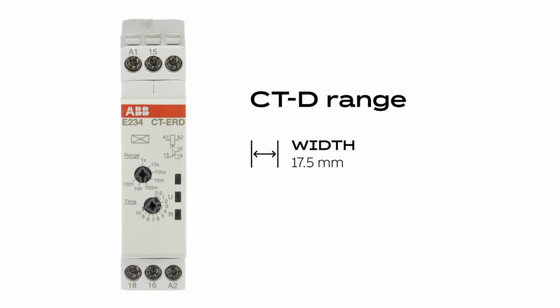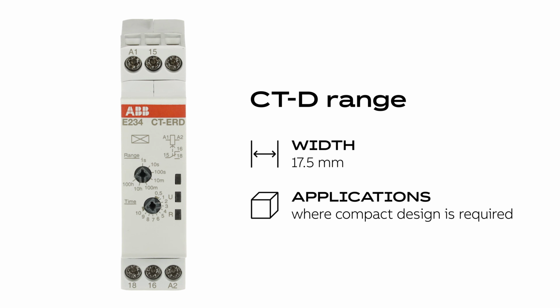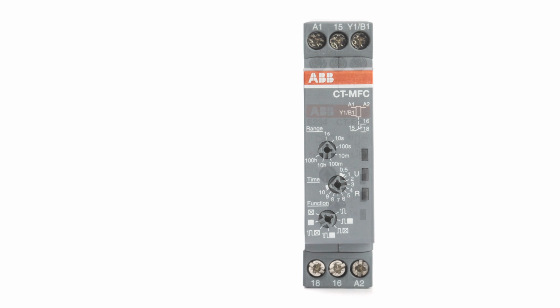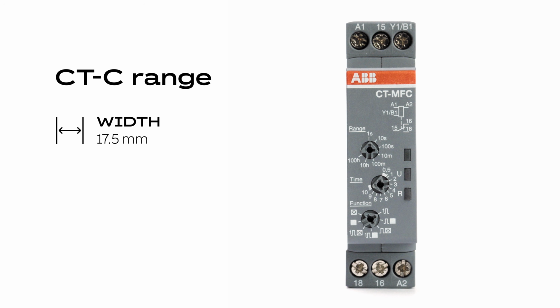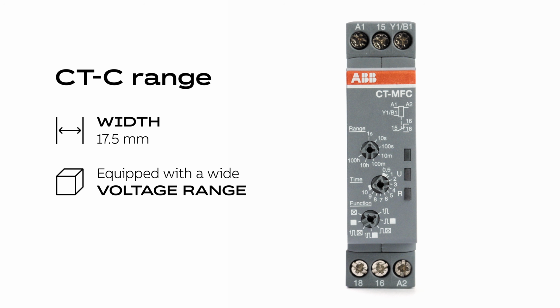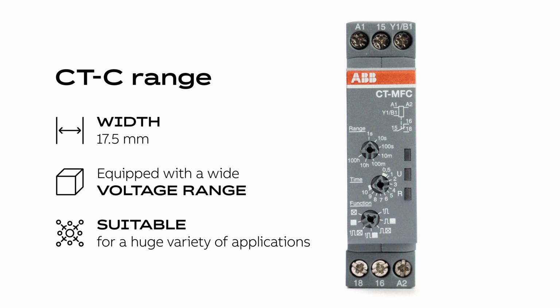With its width of only 17.5 mm, the CTD series is perfect for installation in distribution cabinets, as well as for industrial applications where compact design is required. The CTC range combines lower cost with higher value and performance by offering essential functions in a space-saving housing.